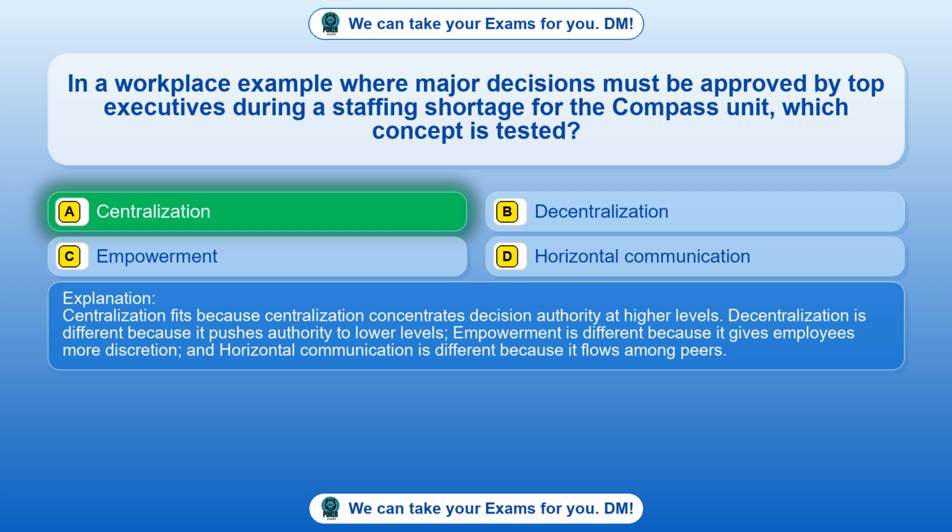Centralization fits because centralization concentrates decision authority at higher levels. Decentralization is different because it pushes authority to lower levels. Empowerment is different because it gives employees more discretion, and horizontal communication is different because it flows among peers.